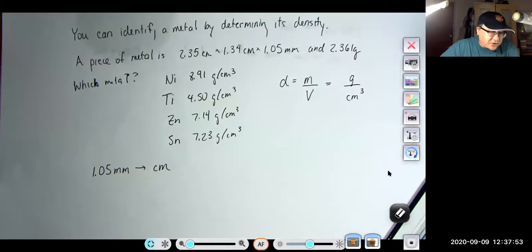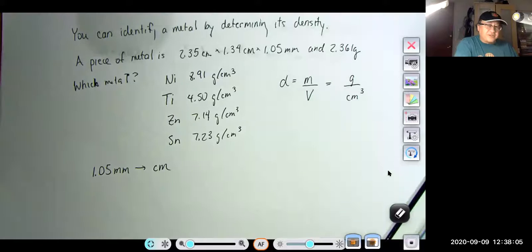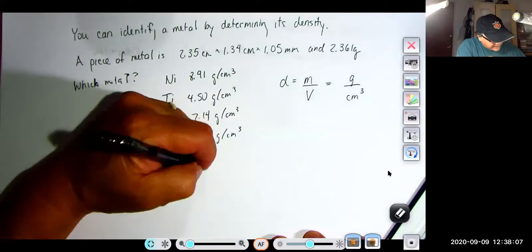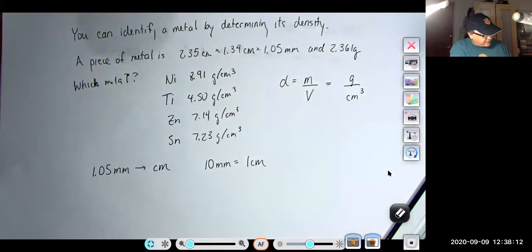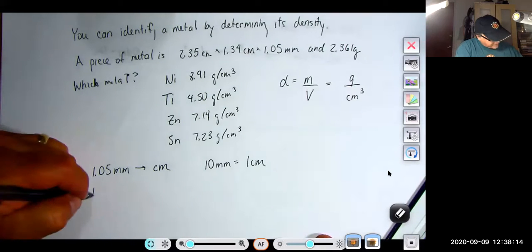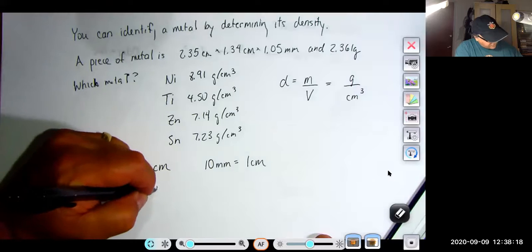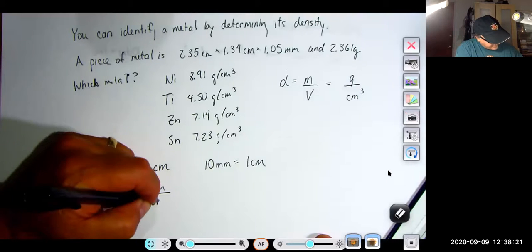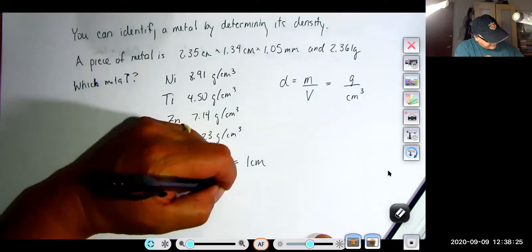Now, that same teacher who showed you that yardstick probably showed you a little centimeter and said, see this little centimeter? It too is divided into 10 equal portions. Each one of those portions is a millimeter. So this is something you probably know very well. 10 millimeters is exactly 1 centimeter. So we can take this 1.05 millimeters times 1 centimeter over 10 millimeters, and we can get 0.105 centimeters.